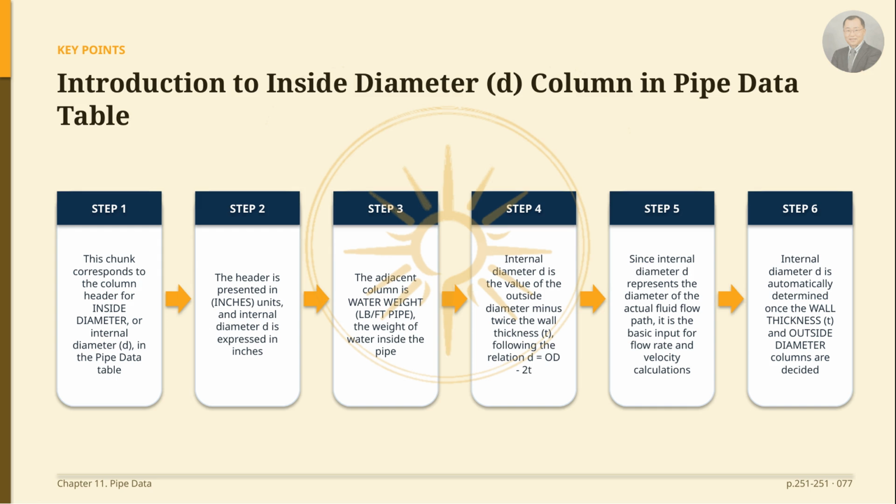Right next to this inside diameter column in the table, you'll find the water weight column in pounds per foot, which is the weight of the water filling the pipe. This allows you to see at a glance that as the inside diameter increases, the amount and weight of the water it holds also increase.